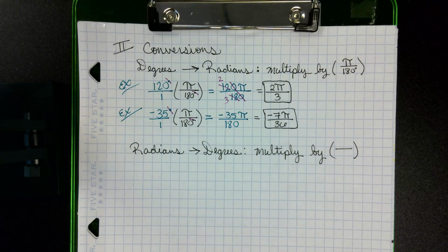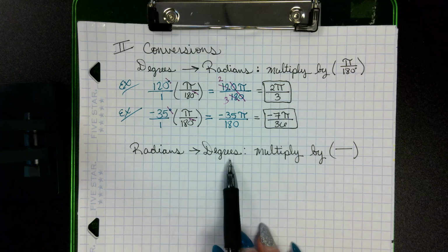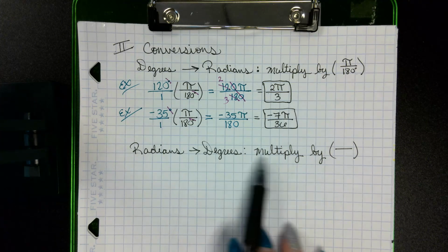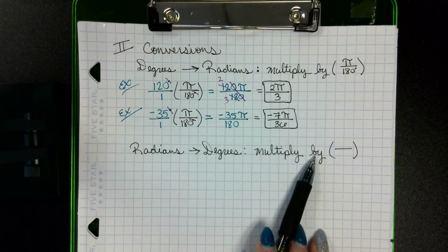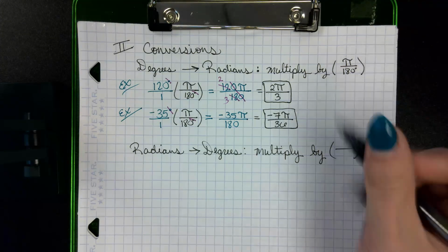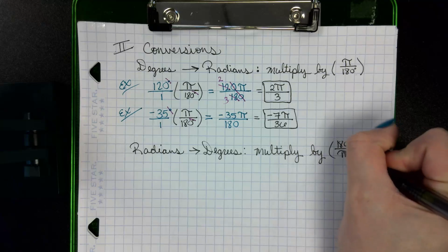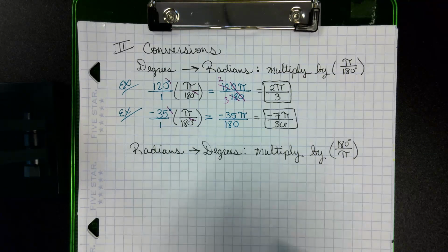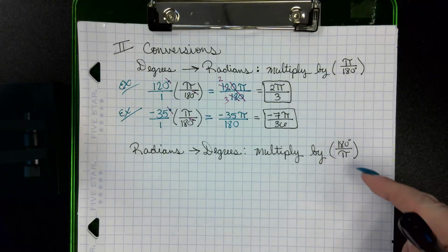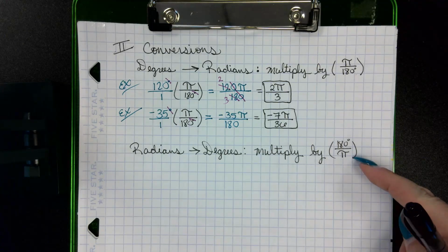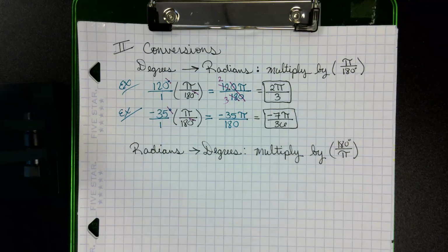Okay, so if you have radians and you want to go to degrees, that's going the opposite direction, you're going to multiply by the reciprocal of the degrees to radians factor. So this was pi over 180, so you can do 180 degrees divided by pi, because that means that you have radians, so you have something with a pi in it, and you want to cancel the pi, so you need a pi in the bottom. And that puts the degrees in the top.